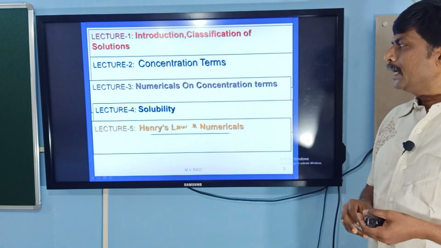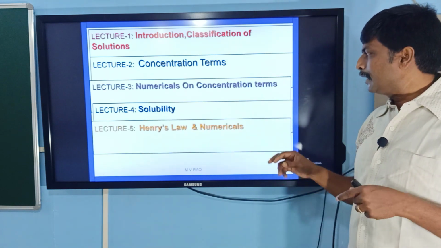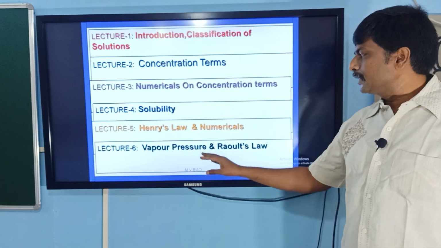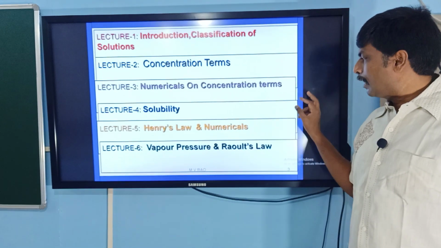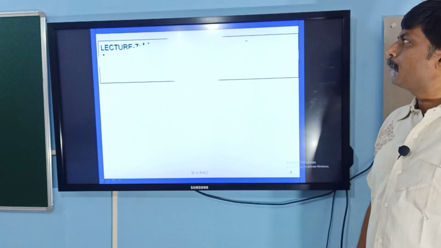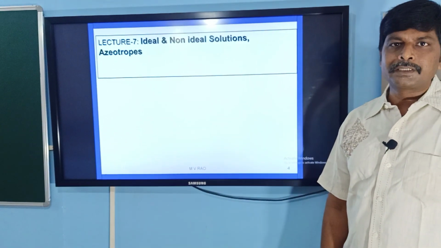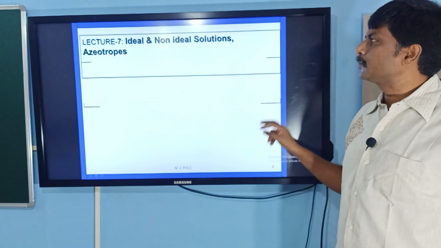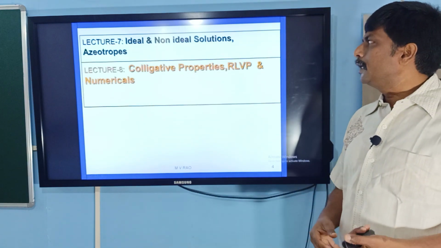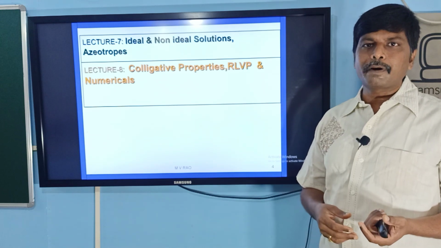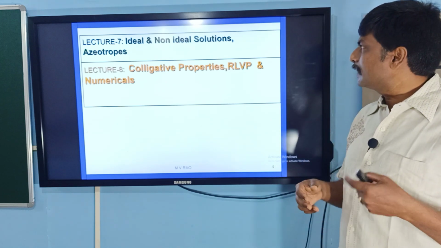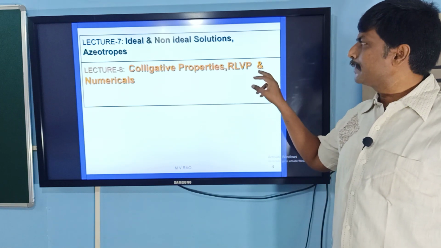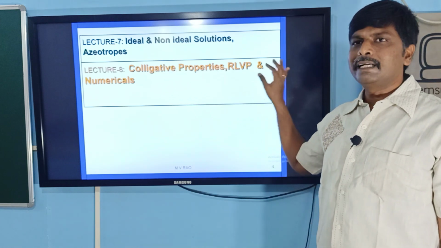Next, in the fifth part, Henry's law, applications and numericals. In the sixth class, vapor pressure concept and Raoult's law for volatile liquids. In the seventh part, ideal and non-ideal solutions and deviations, positive and negative deviations, and azeotropes. Next, in the 8th class, colligative properties. What is meant by colligative properties? What are the types? After that, relative lowering of vapor pressure, and numericals based on relative lowering of vapor pressure are discussed in lecture 8.